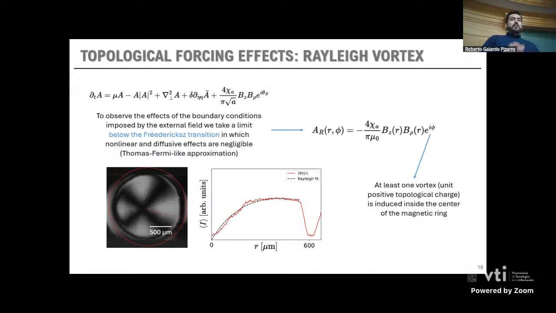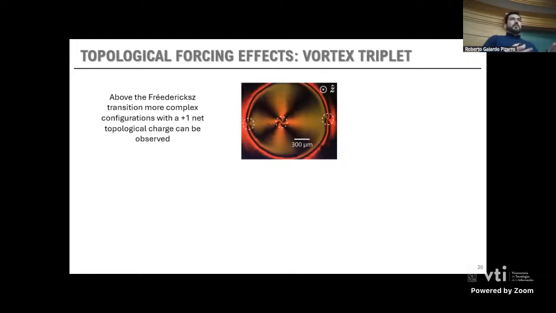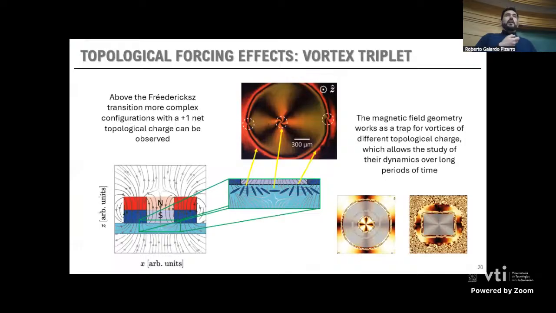And so now we want to study which other kind of topological structure with this +1 topological charge imposed by the boundary conditions we can have in this kind of system. So if now we are above the Fréedericksz transition, more complex configurations with this +1 net topological charge can be observed. In particular, we can observe this vortex triplet, which is a consequence of how the molecules are oriented by the geometry of the magnetic field. In particular, we will have that in the center, we are inducing this vortex that is roughly in the center, but we will see that it's moving.